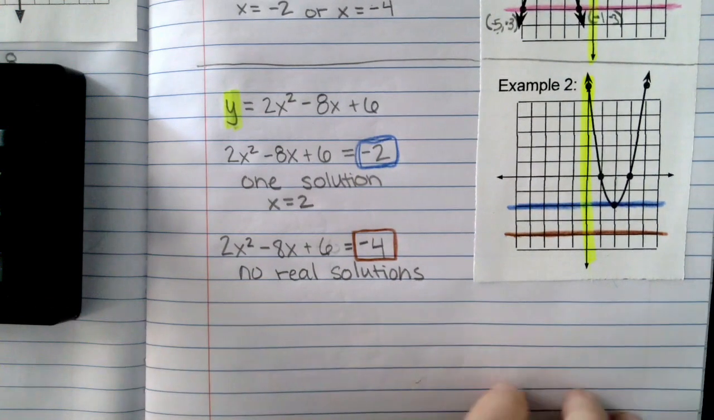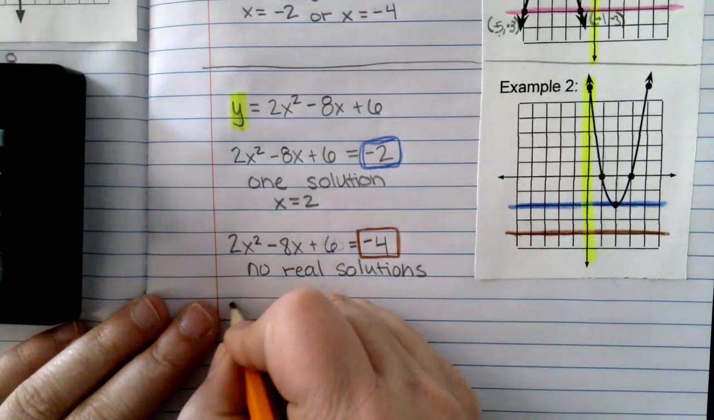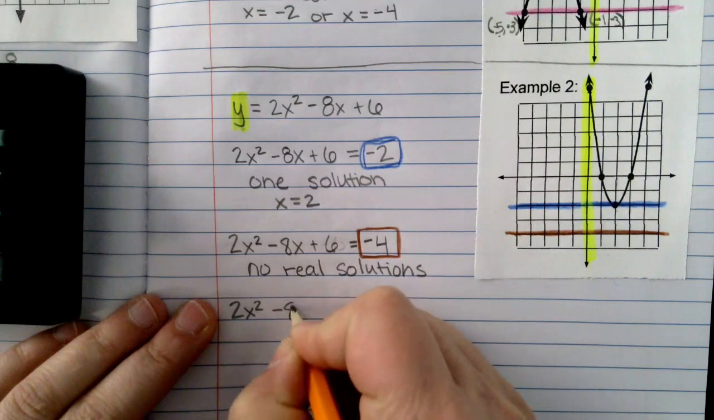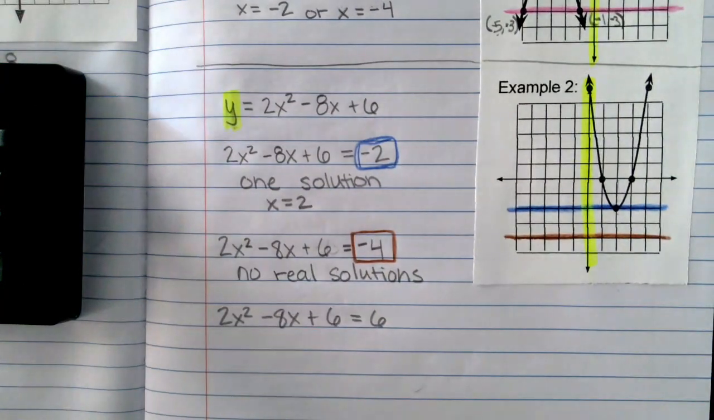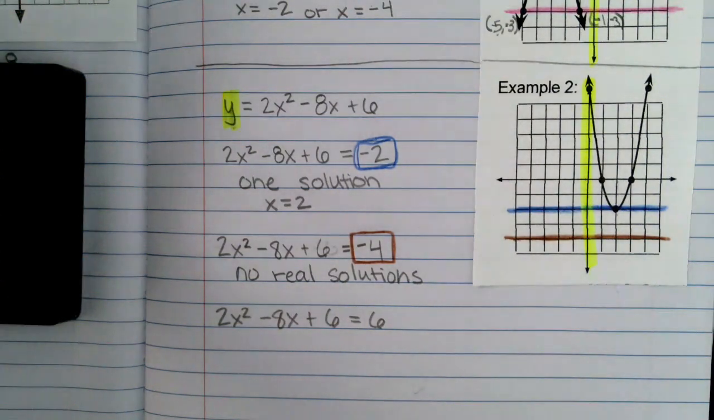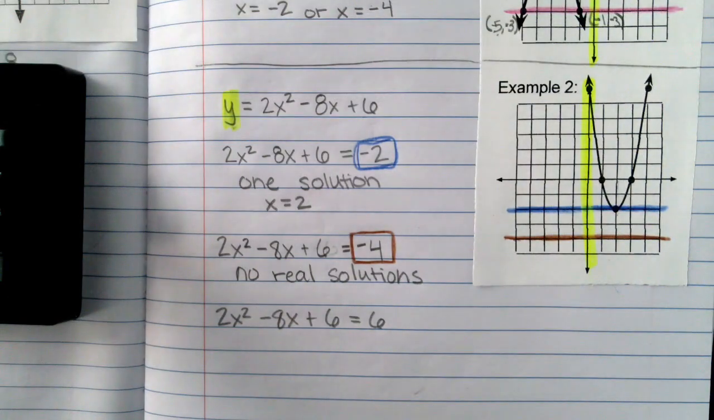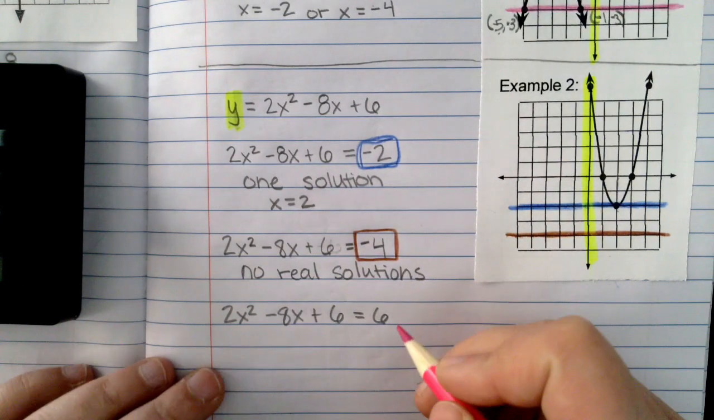All right. Last one. 2x squared minus 8x plus 6 equals 6. Try that one out if you feel like you got this. See if you can figure out where you're looking. All right, so what is our output? What number are we going to look for? 6. This 6? No. This 6. Tried tricking you. You're too smart. All right, this 6.